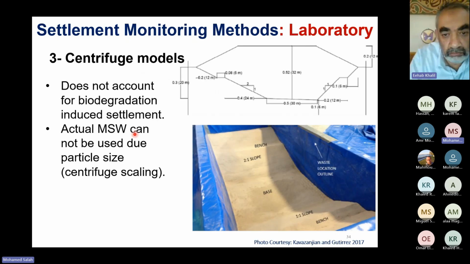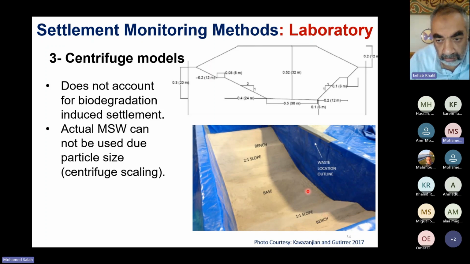The third technique is not as common as the other techniques, and mainly it does not address the waste settlement. It mainly addresses the effect of waste settlement on the liner system. This technique is centrifuge models, and here at the right we can see a photo of a small scale centrifuge model performed by Kavazanjan in 2017.